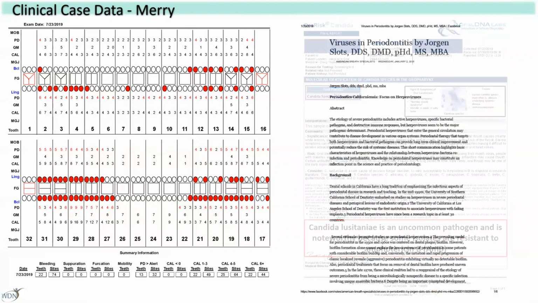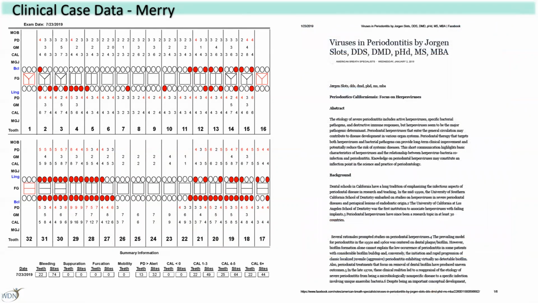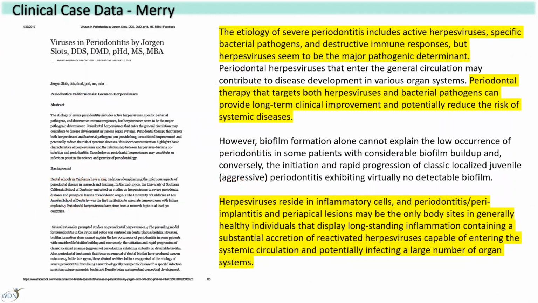What else do we know from our studies about viruses in severe periodontitis? There's a couple things that I would add about viruses. I couldn't test and didn't test her for viruses. However, from our literature, we know in Dr. Slots' papers about viruses that when you have severe periodontitis, you're going to have herpes viruses, sometimes more than one. And herpes virus can be the major pathogenic determinant. We also know that therapy that targets herpes viruses and bacterial pathogens can help. And what do we know that we have to do that? Well, it's going to come up in the next slide.